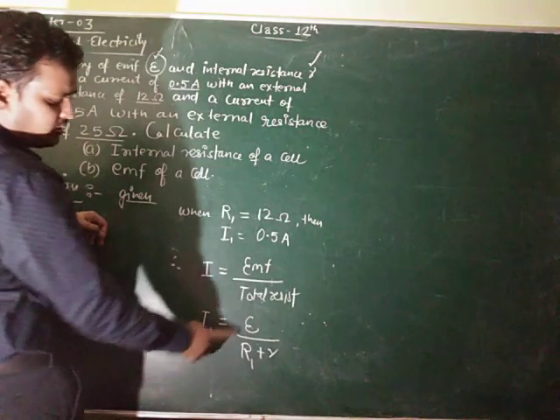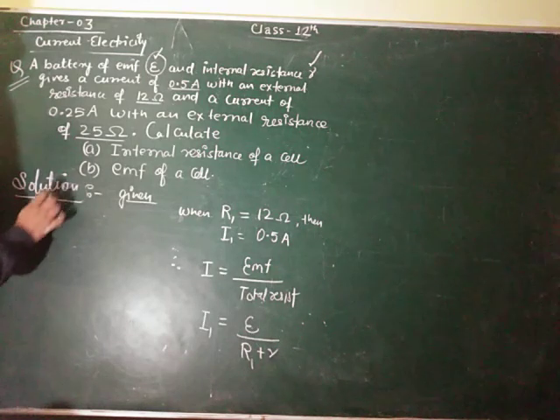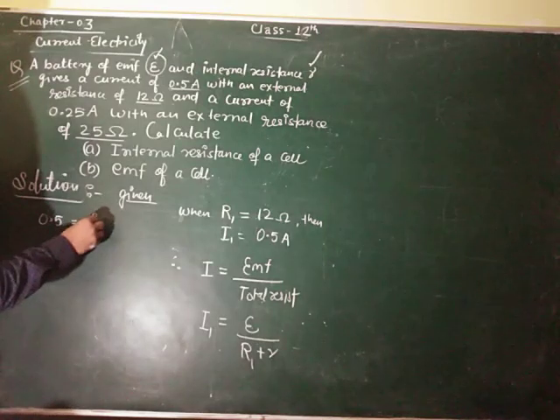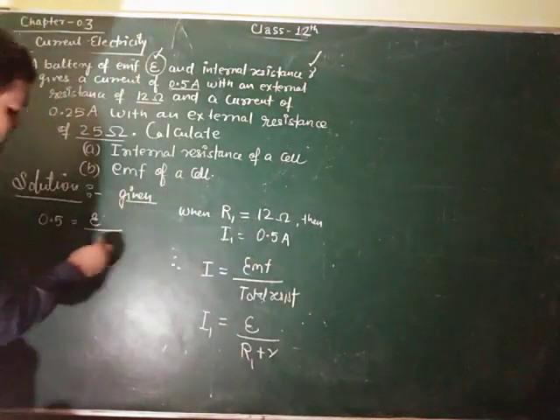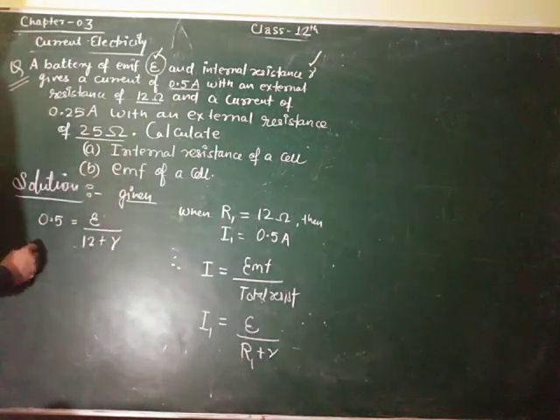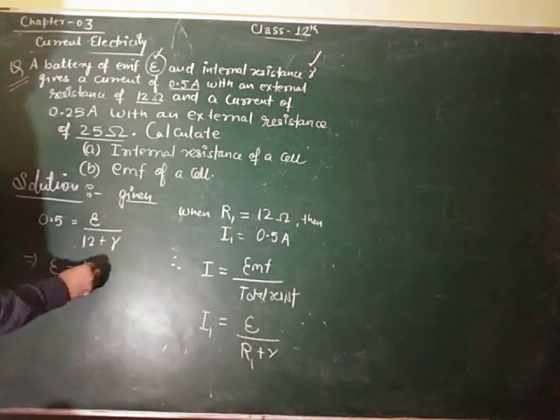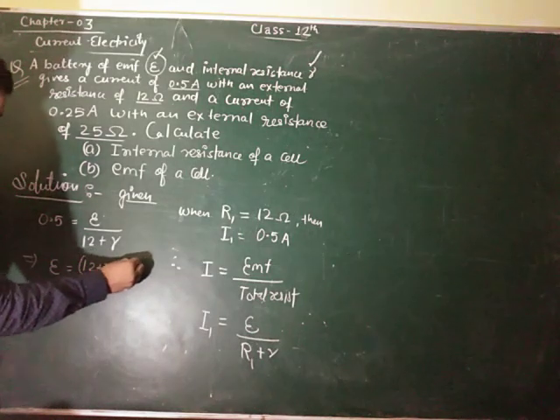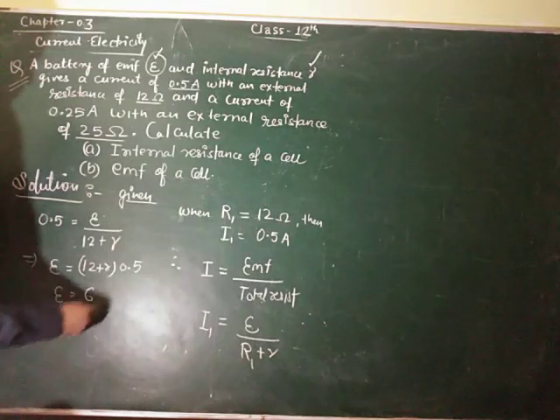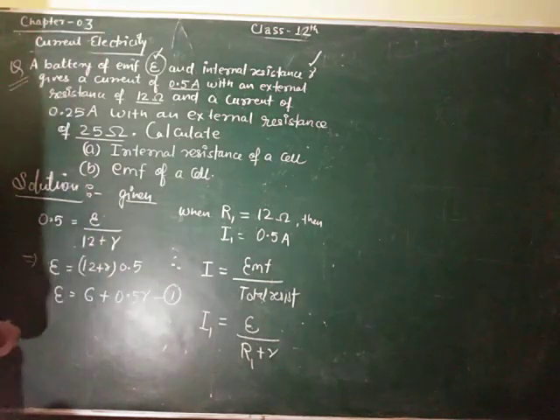This is R1, keeping all the other values the same. What is I1? I1 is given as 0.5, equal to E upon, what is R1? R1 is 12, so 12 plus R. Multiplying both sides, we get E is equal to 12 plus R into 0.5. So this becomes 12 into half, 6 plus 0.5 R. Equation number 1.